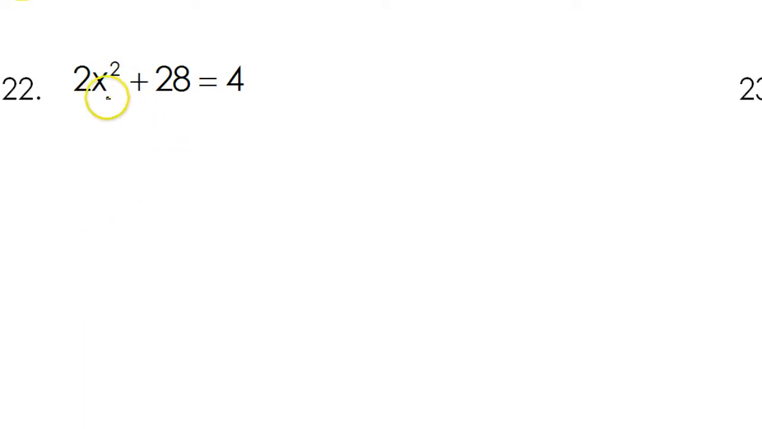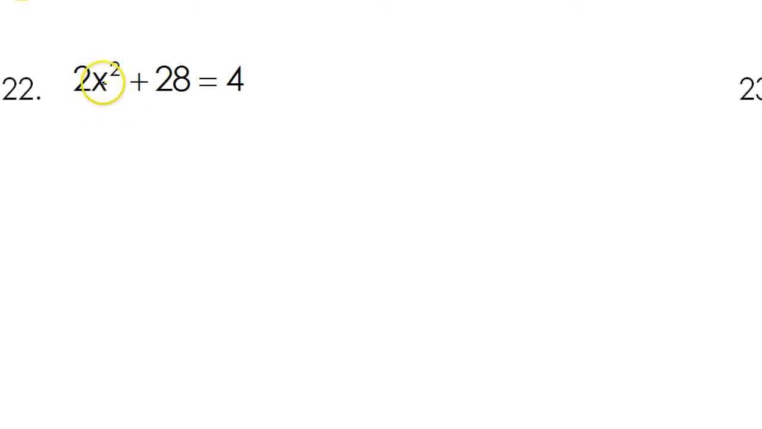Alright, for number 22, I only see one type of x. I see x squared. Now if there were another x over here, I would get 0 on one side and I'd either factor it or use the quadratic formula or complete the square. But since I only have one type of x, the best method is to use square roots.